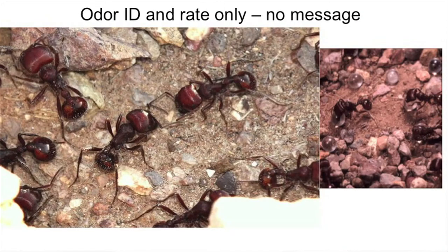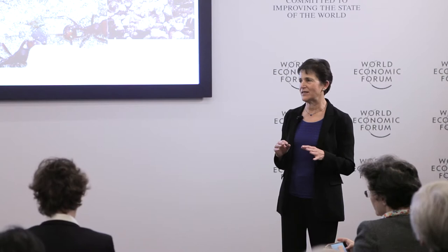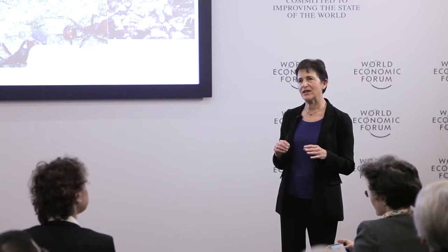And when one ant touches another with its antennae, it can tell if the other one belongs to the same colony and whether it's been doing the same task. And we've learned that ants use just the rate at which they interact. There's no message, there are no instructions. And we know this because when ants contact little glass beads coated with an odor, they react the same way.